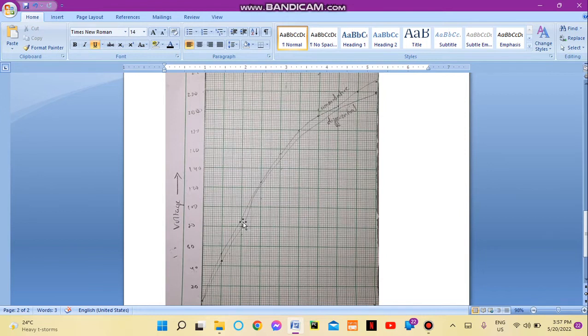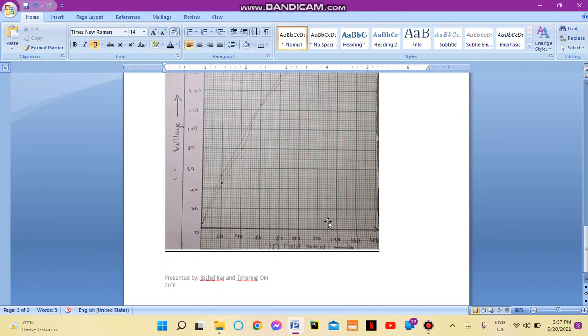This curvature usually represents the open circuit characteristics, and these individual graphs will help us to determine whether the particular DC generator we used in our practical is cumulative or differential.